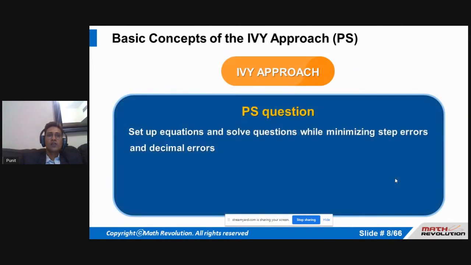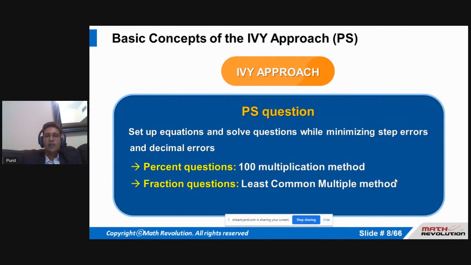Let's understand the basic concepts of the IV approach. What does a PS question mean and how do we solve it? Now you will start looking at something very important, and you can make a note of it on your paper or copy. A PS question is all about setting up equations, as we have talked about. You need to solve questions and minimize the step errors, because if you involve more steps, the chances of you making an error in those steps increase. If you have fewer steps, that is where you can reduce the errors. The major errors are step errors and decimal errors, which we will talk about, because decimals are very freaky and at times it becomes very difficult to manage.